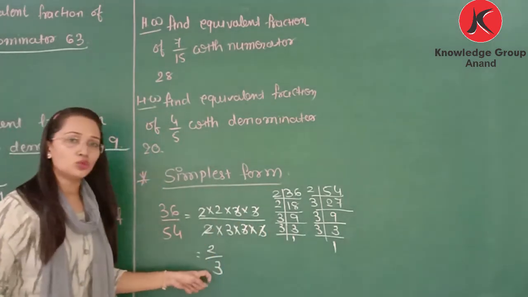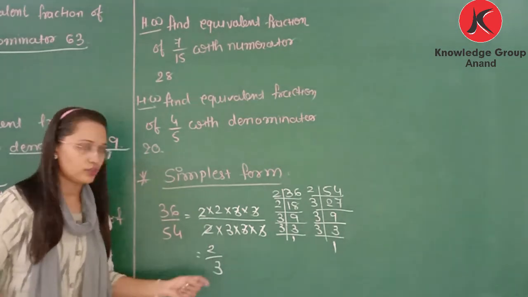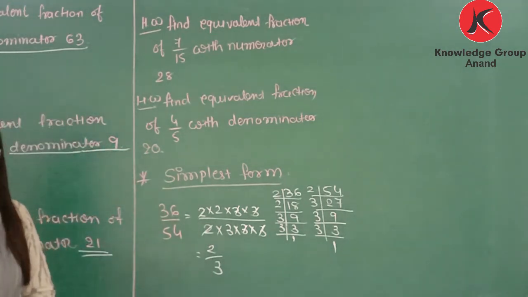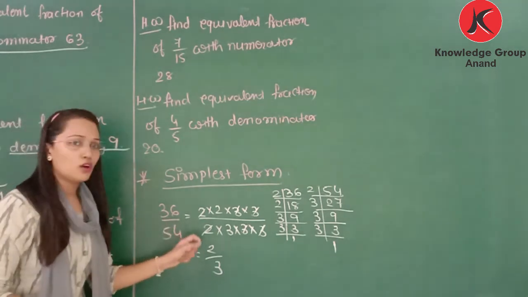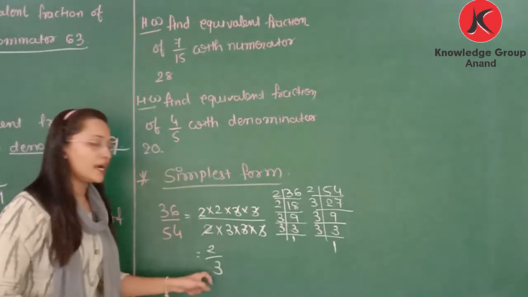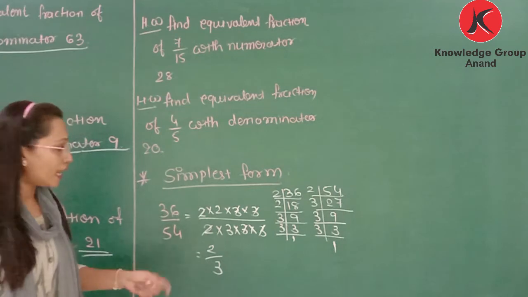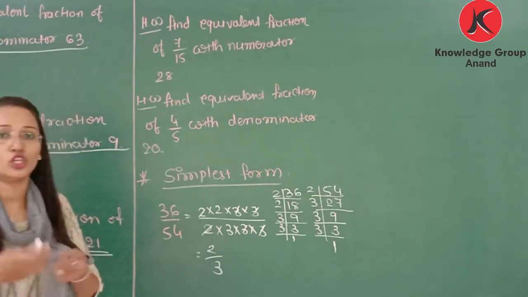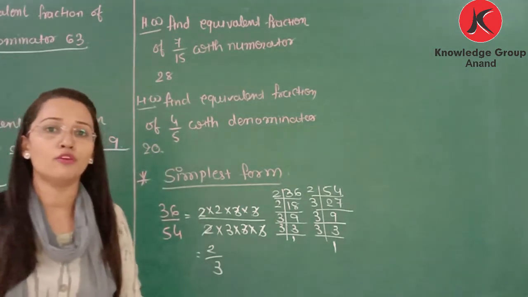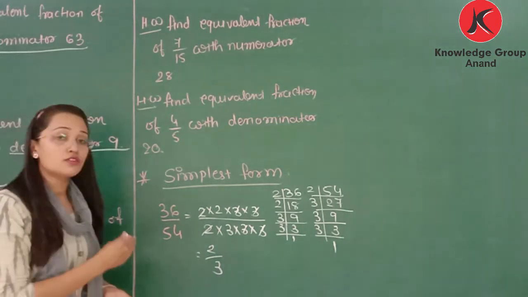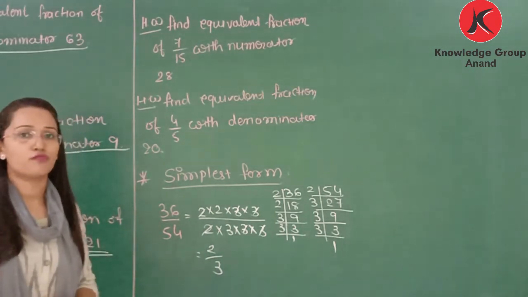Now is that possible to cut any other common factor? In 2 and 3, can anything be cut further? No. Means if the common factor between numerator and denominator is 1, then it is called the simplest form.